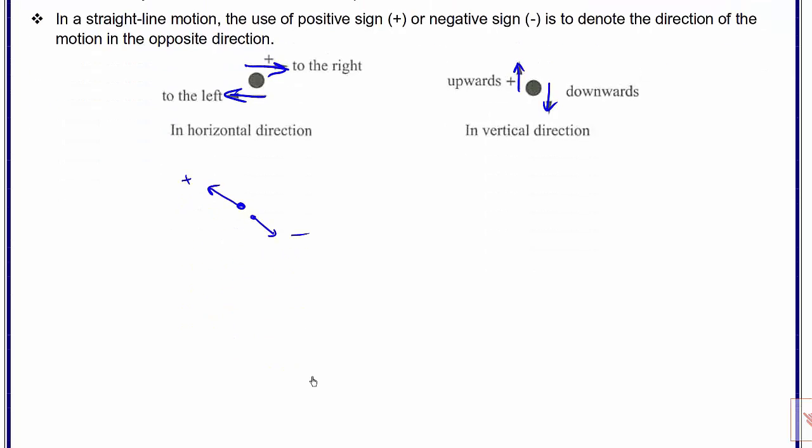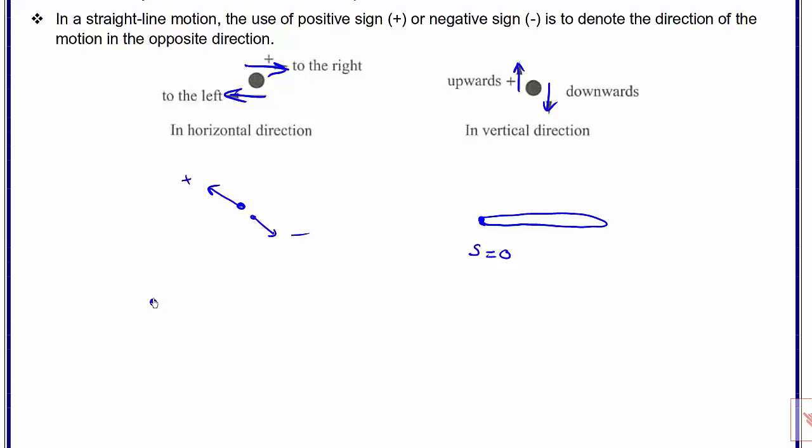Under what situation will it become 0? For example, if I start from here, then move from here to here to here to here to here and back to the same point. What is the distance? Obviously, distance is from here to here, all added up, right? Then what about displacement? Displacement will be 0. The S will be 0. Why? Because the initial and final position are at the same point. In other words, there is no difference in distance between the initial and the final point.